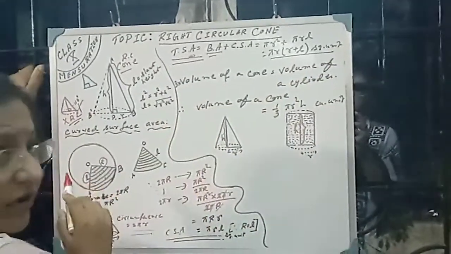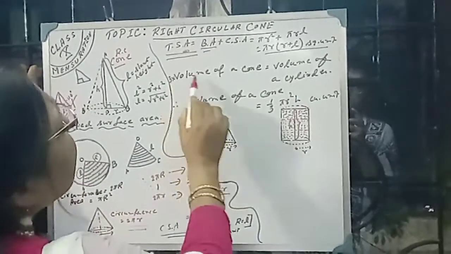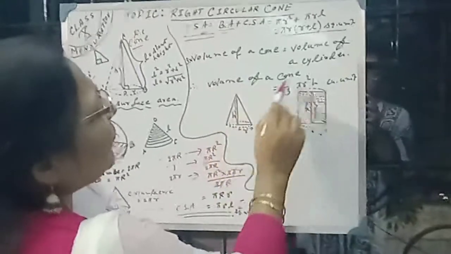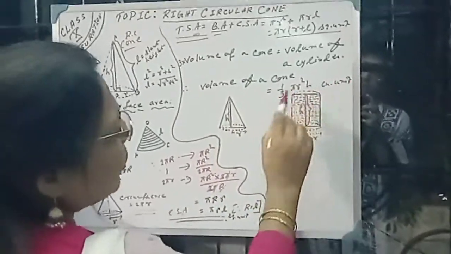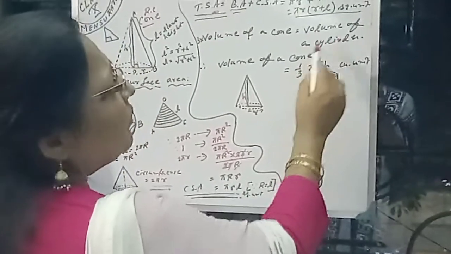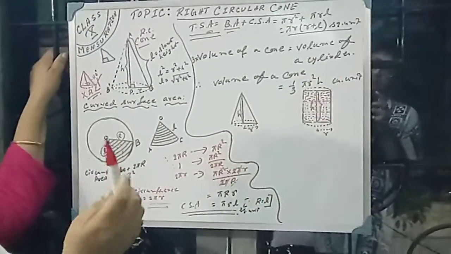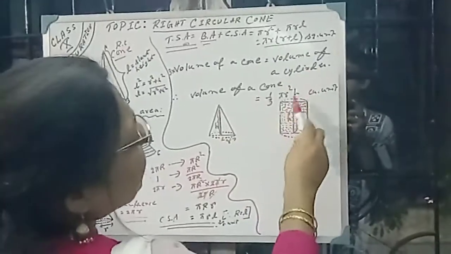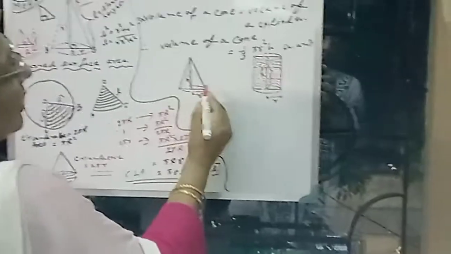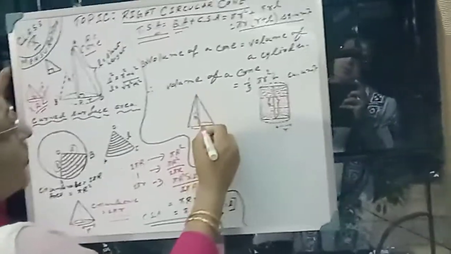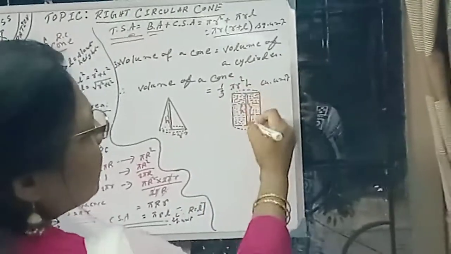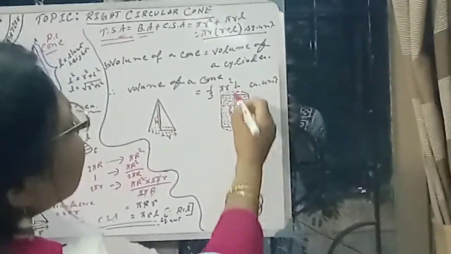And now the volume. What is the volume of a cone? 3 into the volume of a cone is equal to the volume of a cylinder, so the volume of a cone equals 1/3 pi r square h. Why is this 1/3 pi r square h? Because pi r square h is already known as the volume of a cylinder, which we have already completed. Here is a cone with radius small r and height h, and we take a cylinder with the same radius and the same height.